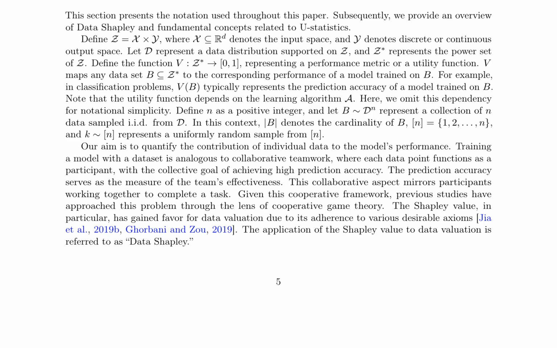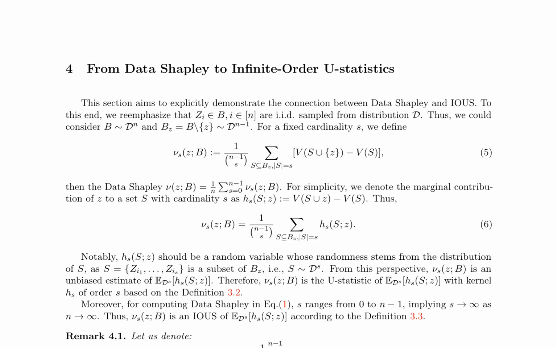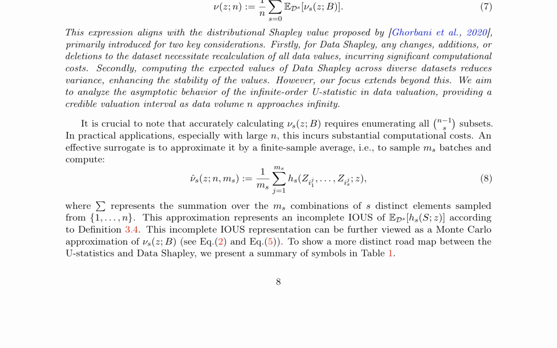The relationship between Data Shapley and infinite-order statistics is explored, highlighting the connection through the definition of new S, Z, B. The distributional Shapley value is introduced, focusing on enhancing the robustness of data valuation against dataset variations. The paper concludes by noting the computational challenges and proposing a Monte Carlo approximation for new S, Z, B. Throughout, the work emphasizes the importance of asymptotic analysis in data valuation, providing a credible valuation interval as data volume approaches infinity.